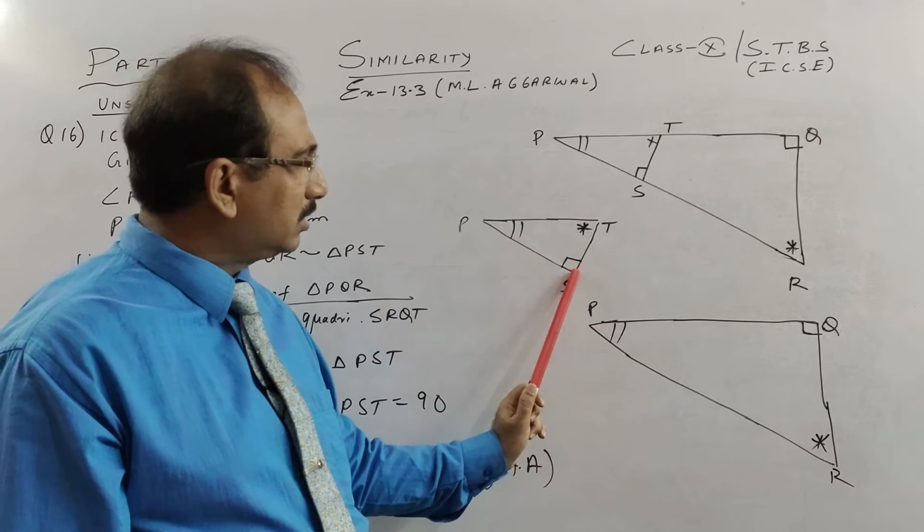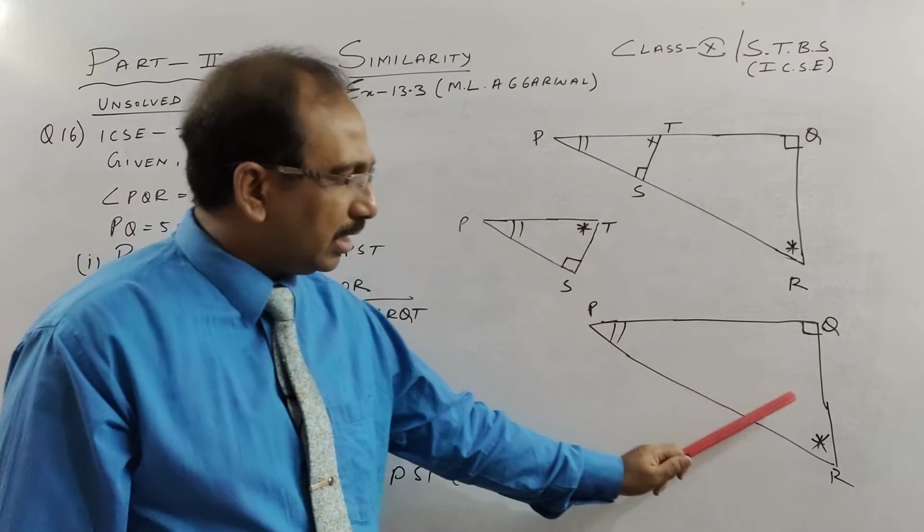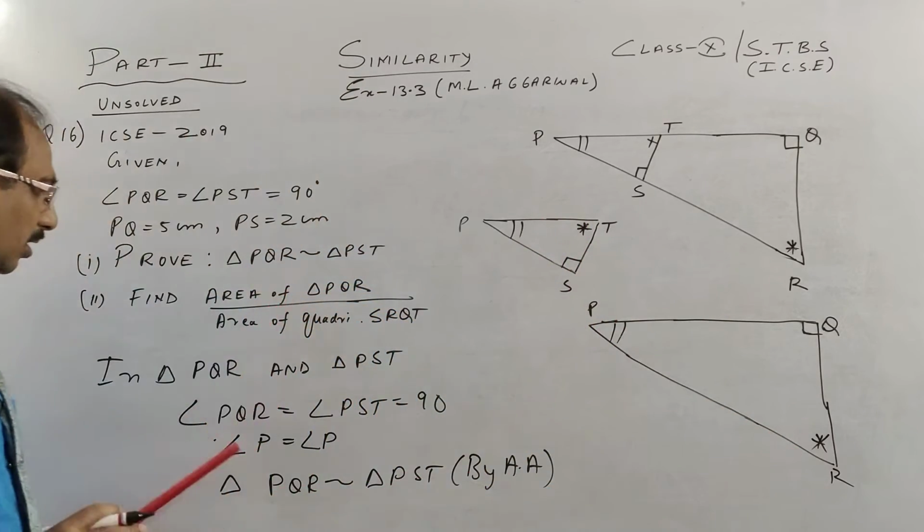This is the common angle, and this is 90 degrees given, and this is 90 degrees in the bigger triangle. So two angles are equal, the third angle will automatically be equal, but to prove similarity you need two angles. So two angles are congruent.